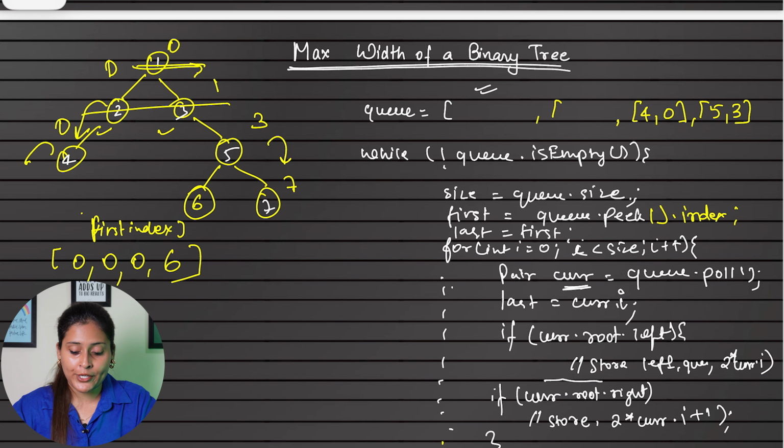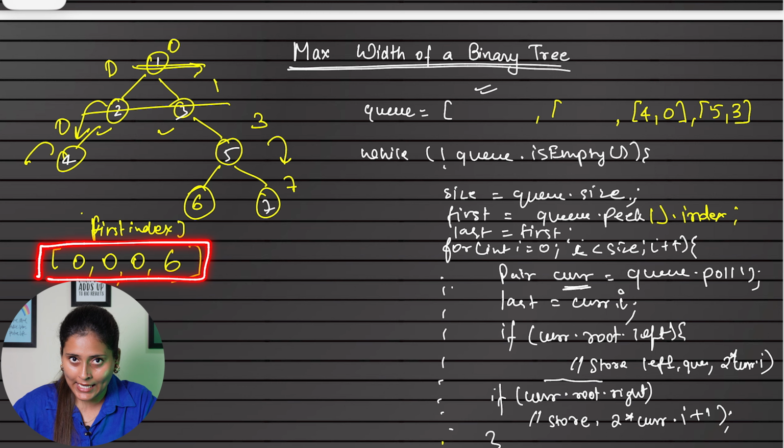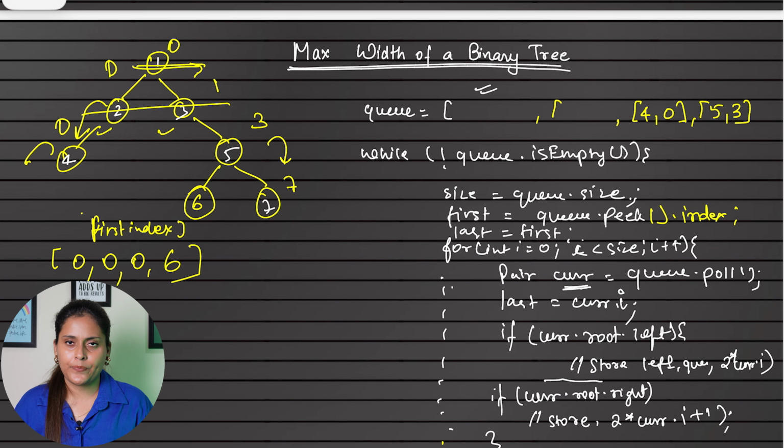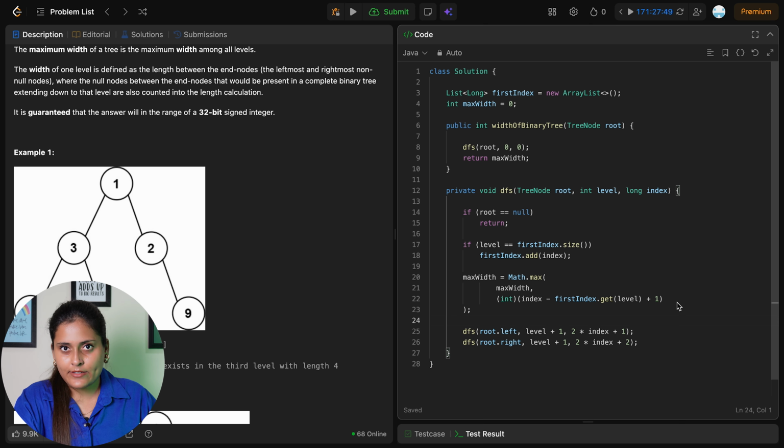So hence it is very important to store the first nodes in the array, and when we encounter the last nodes, with the help of the first nodes array, we'll get the index and we'll do the difference and store it. Very easy. It's just about storing the first indexes in the array with the DFS approach. So let's discuss the code.